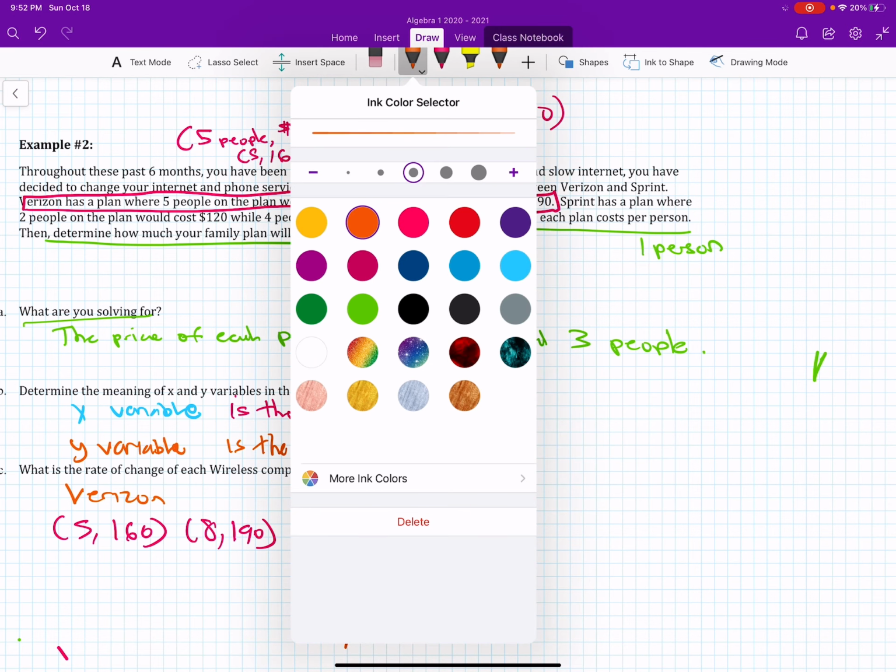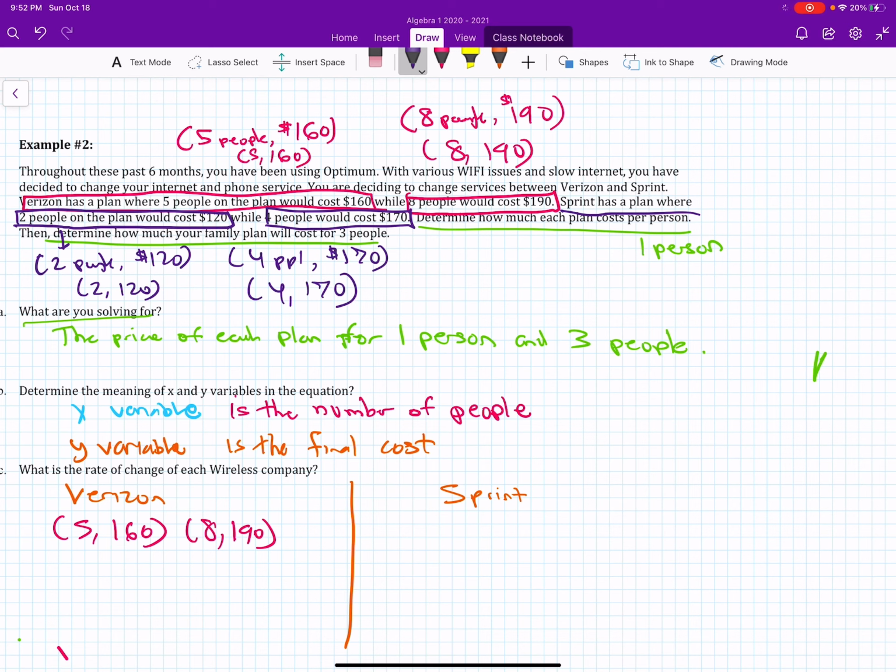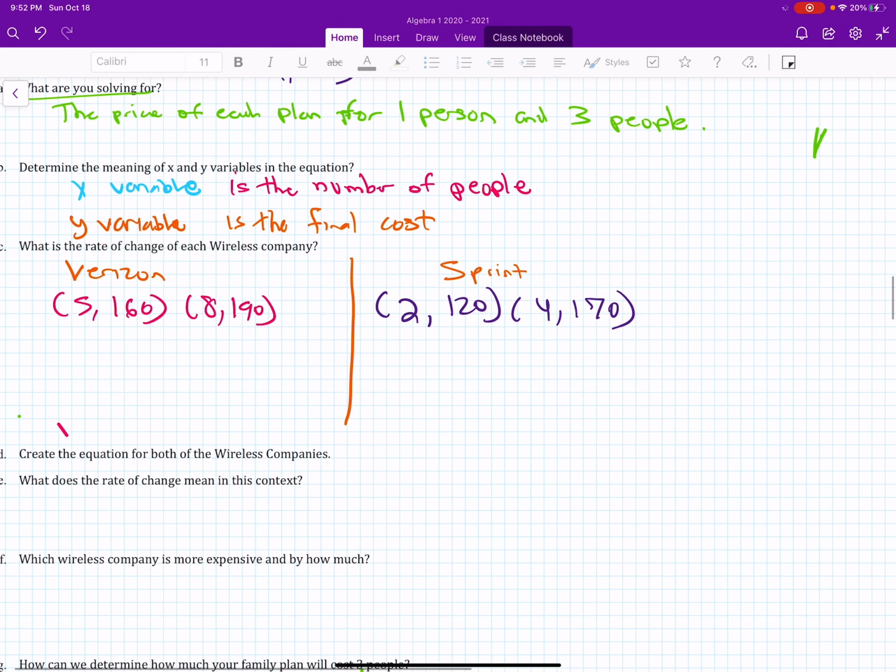Let's see how this works out for Sprint, because they have a plan too. A plan of 2 people would cost $120. So 2 people, 120, or 2,120. While 4 people cost 170. So 4 people, 170, or 4,170. So here are 2 points. And now let's solve for that rate.